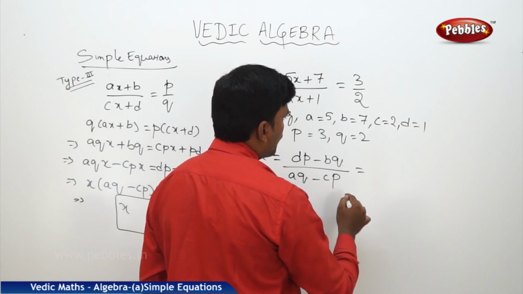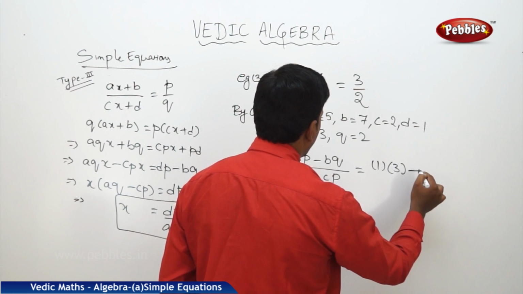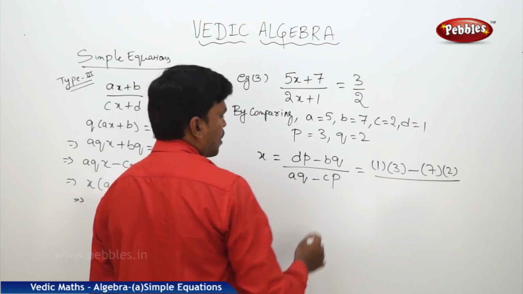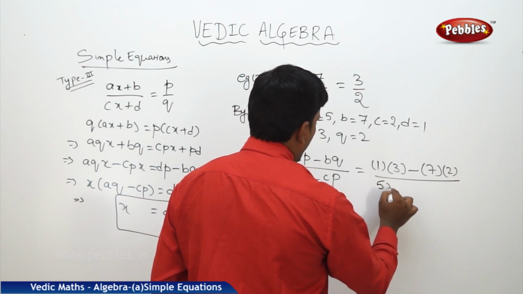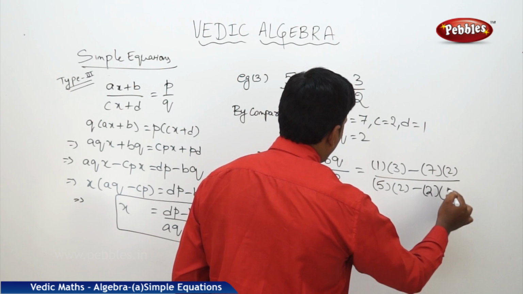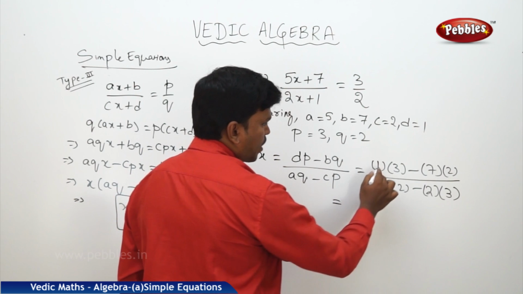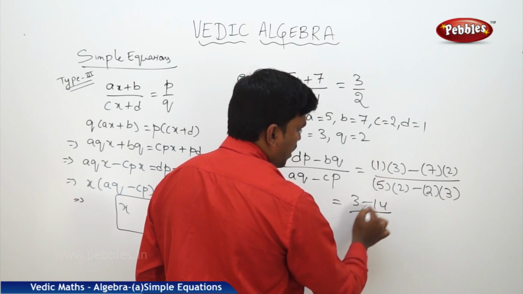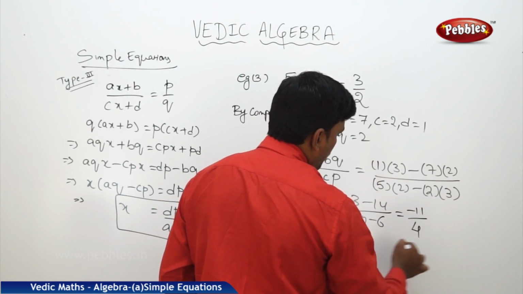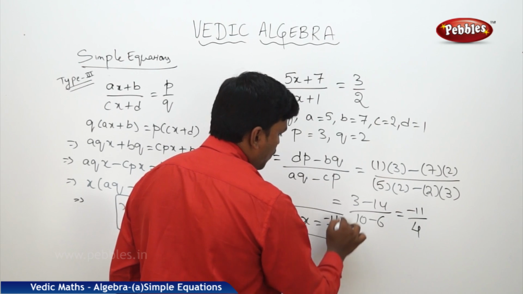So what is the d value here? D value is 1, p value is 3, minus b value is 7 and q value is 2, by a value is 5, q value is 2, minus c value is 2 and p value is 3. So 1 into 3 is 3, minus 7 into 2 is 14, by 5 into 2 is 10, minus 2 into 3 is 6. How much will you get? Minus 11 by 4. So finally, what is my solution? X value I got is minus 11 by 4.